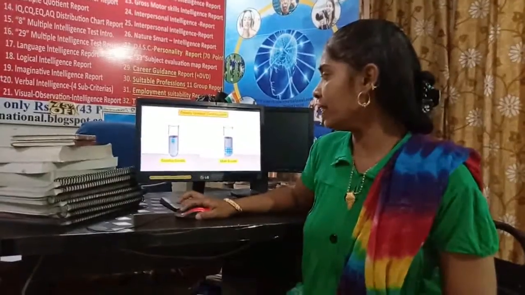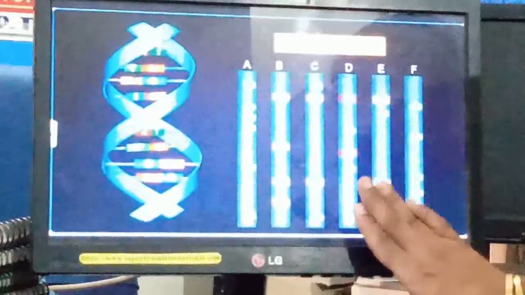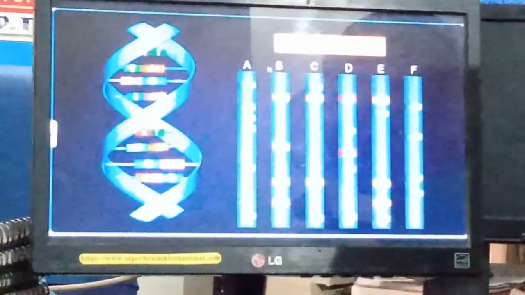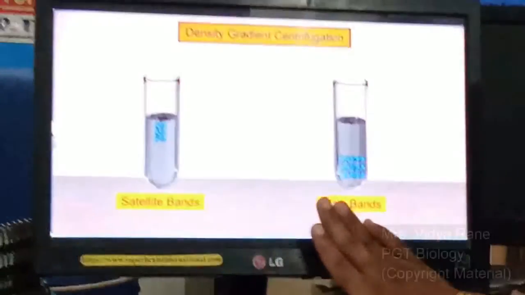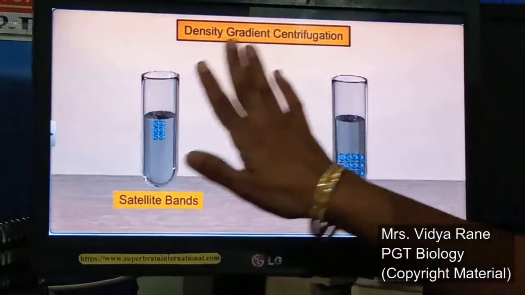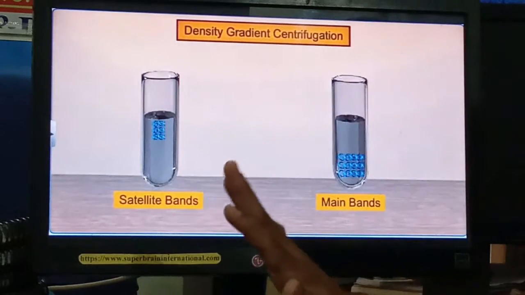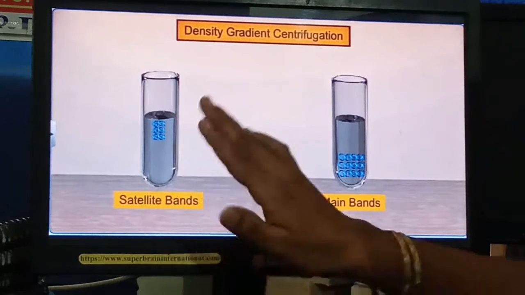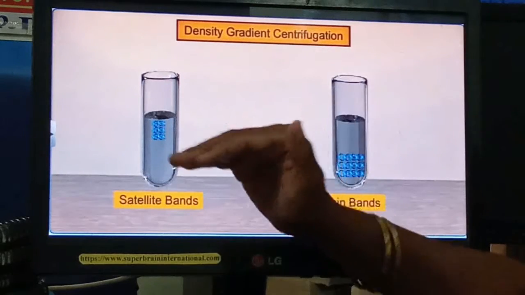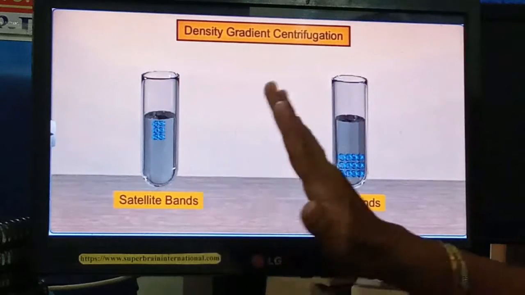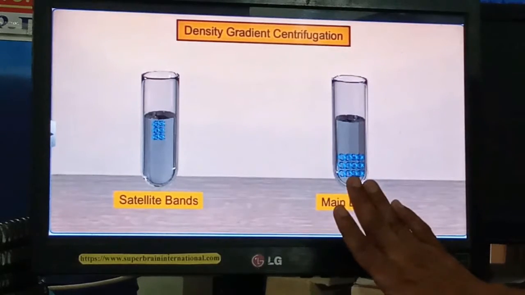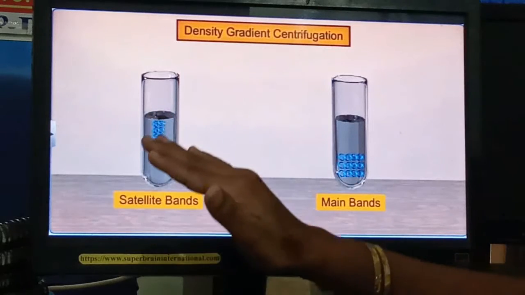Now you see here the satellite DNA and main DNA. Considering the different bands from the different chromosomes, we get two different bands of DNA after density gradient centrifugation. You know that density gradient centrifugation is the process where DNA is separated based on its density. The heavier DNA settles down at the base and the lighter stays at the top.